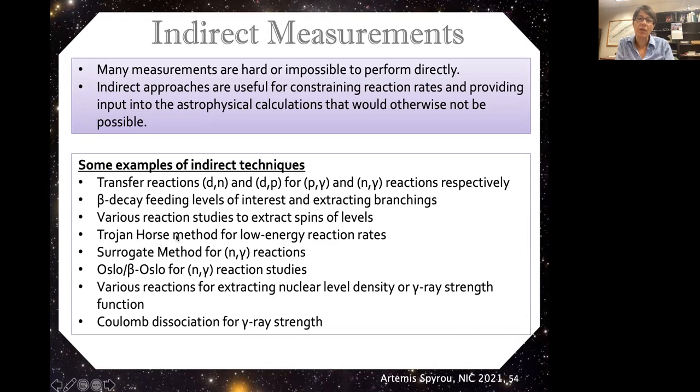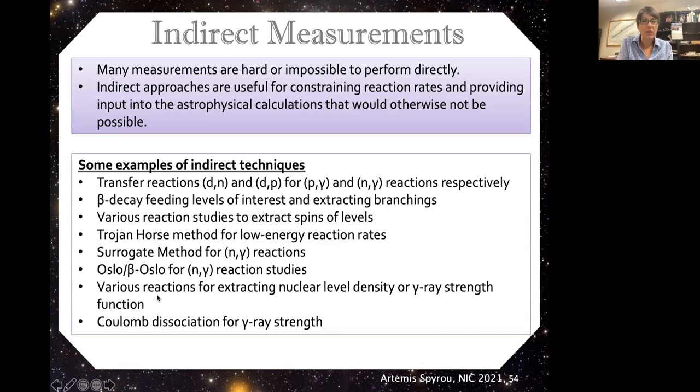The Trojan horse method is a method that has been extensively used, especially for lighter masses and going to low energy reaction rates. And I'll encourage you to look it up. I'm not an expert at all, and so I'm not going to go into this in this lecture. But again, it's just a way to sneak into the nucleus the particle that you're interested in. The Surrogate method, I'll talk a little bit more about that in terms of neutron-capture reactions, and also the Oslo method. This is my expertise. My research has been focused on this method for a while now, so I'll talk more about that.